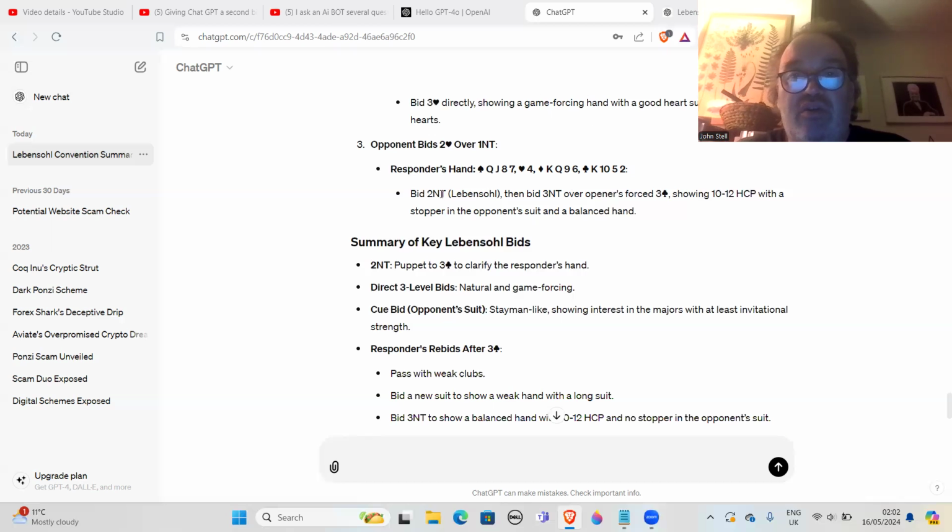If three no trumps is no good. So bid two no trumps lebensohl, then bid three no trumps over opener's forced three clubs shows 10 to 12 high card points with a stopper in the opponent's suit.